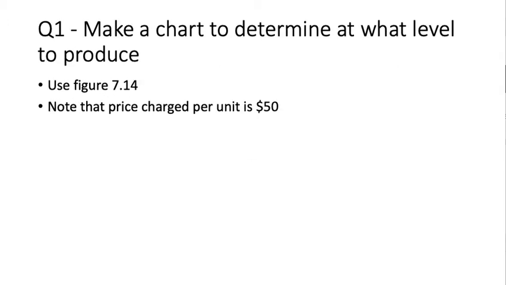So if we look at our scenario, question one tells you to make a chart to determine what level to produce at. And to do this, you'll need to use the information given to you in figure 7.14. You also want to note that it says that the price charged per unit is $50. So every unit that is sold by this company is going to be $50 for the customer. If we have all this information, figure 7.14 gives you total costs, and we have the price per unit charged, we should be able to fill out the entire chart.